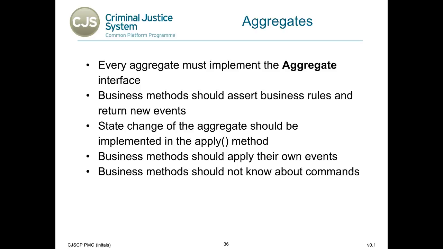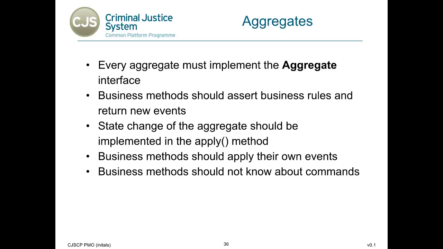So, aggregates. We've talked briefly about conceptual boundaries for aggregates. From a code point of view, every aggregate must implement the aggregate interface. That allows us to make a distinction between business methods that assert business rules and create new events, and keep those separate from the actual state changes to the aggregate that we keep in a separate method called apply.